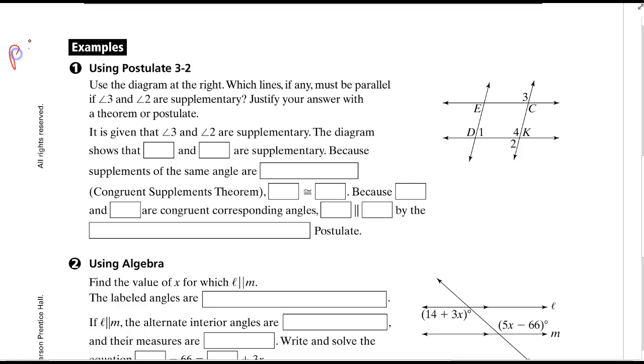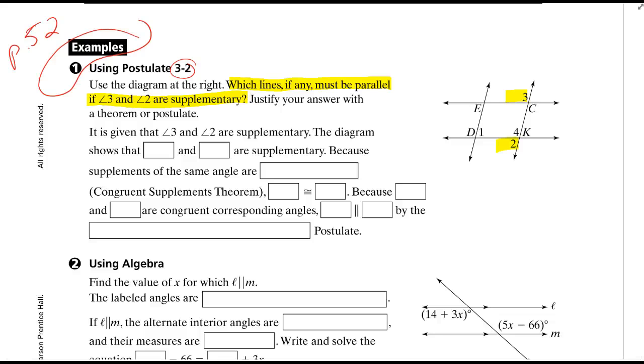Page 52, example 1. We're going to use postulate 3-2. Postulate 3-2 is the converse of corresponding angles postulate. So if we use the diagram, we're going to talk about angle 3 and angle 2. It's asking us which lines, if any, must be parallel if 3 and 2 are supplementary.